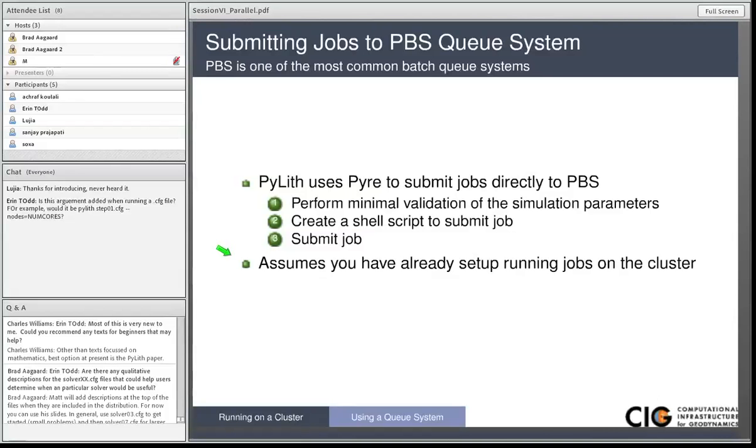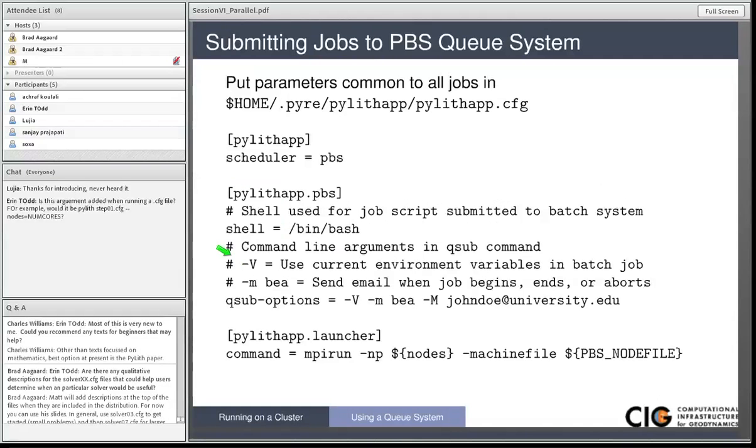So a few more slides here. This is what my additional PyLith parameters look like. The first thing I need to do is tell it that the scheduler is PBS, to use my PBS batch system. Then I have my PBS component.